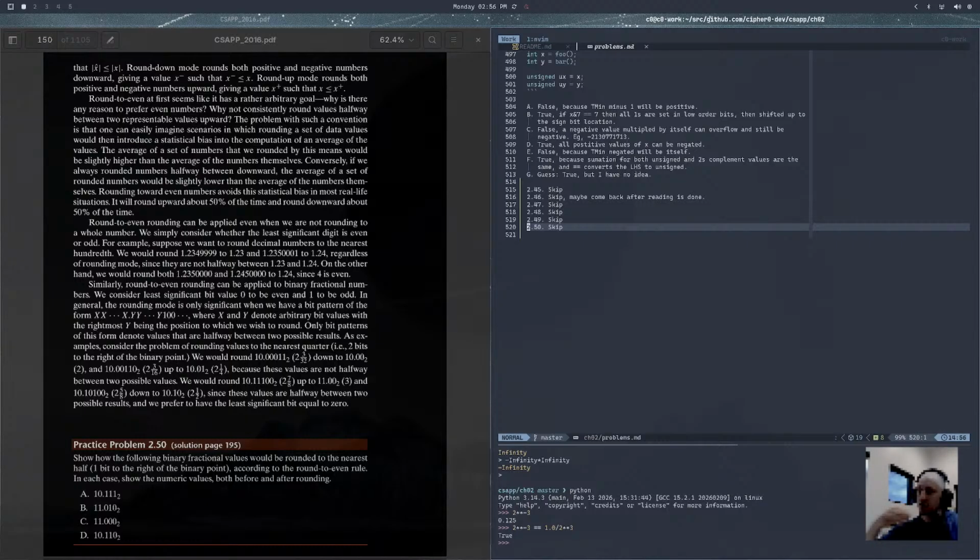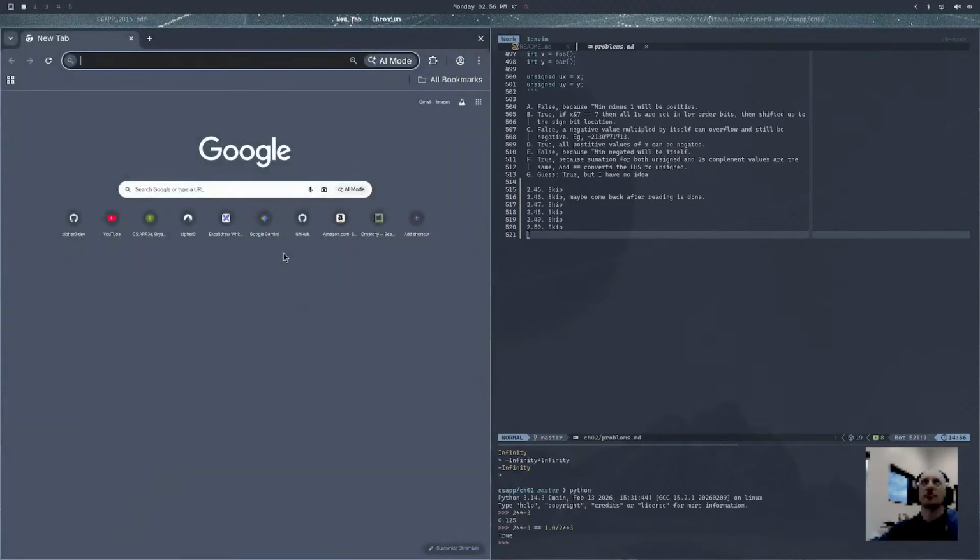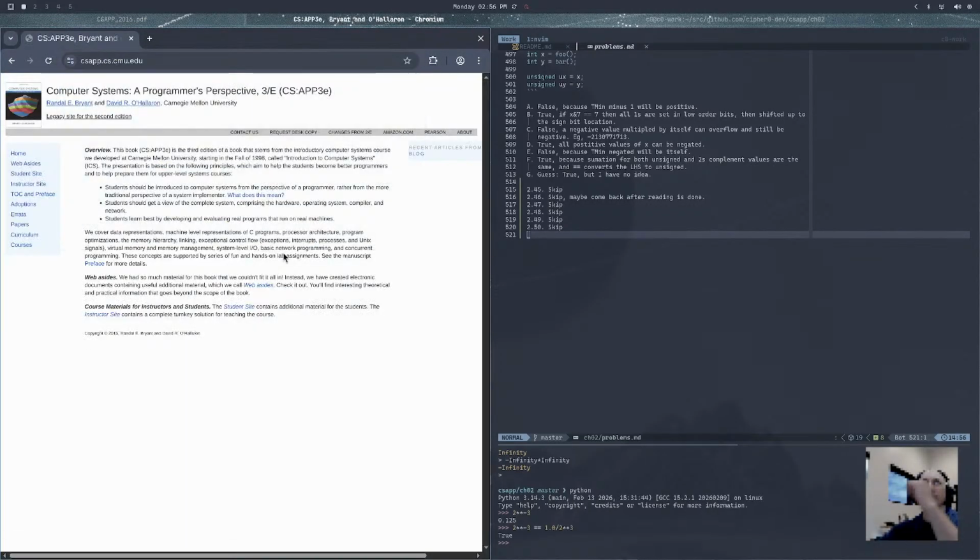So I'm reading this book. It's the CSAPP book. Let me pull it up here. CSAPP, this one. Computer Systems, a Programmer's Perspective. And I just got through all the different numerical representation stuff. Chapter 2 was boring as hell. And I'm finishing up the section on floating point values. So I'm almost done with that.